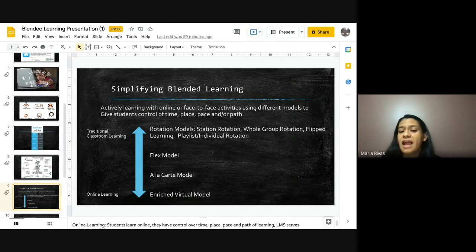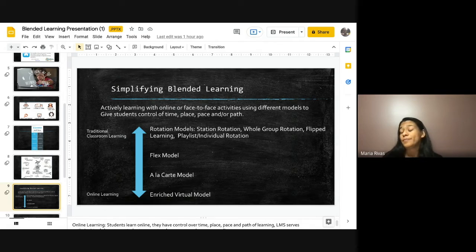Blended learning is actively learning with online or face-to-face activities using different models to give students control of time, place, pace, and or path. And so we see that blended learning has different models. One of the models is rotation models. We have station rotation models. We have whole group rotation models. We have flipped learning. We have playlists or individual rotation. And then that's the traditional learning classroom. Then we go all the way up to where we have an enriched virtual model.